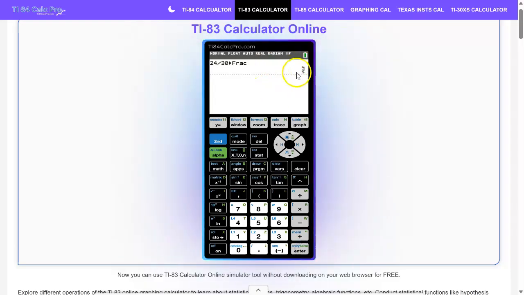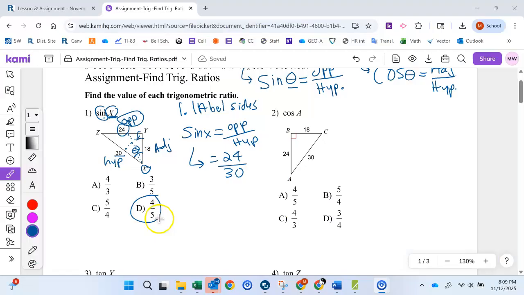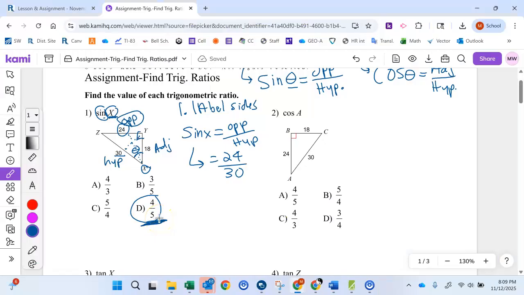And what do you see? Right here, you see 4 over 5. So it simplifies it for you right away. That's a good quick way to get the answer as well. So it's 4 out of 5 also, right? Okay, good. Now we're going to do number 2, cosine.